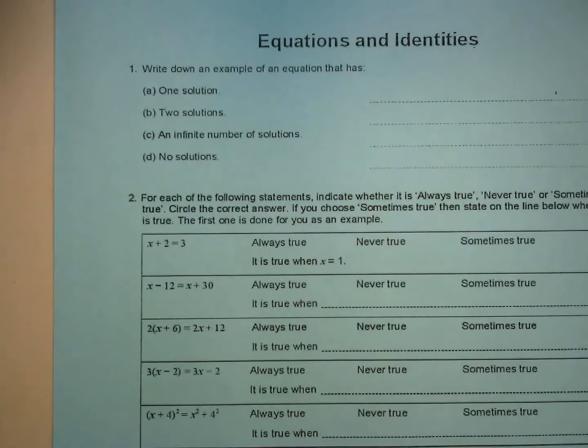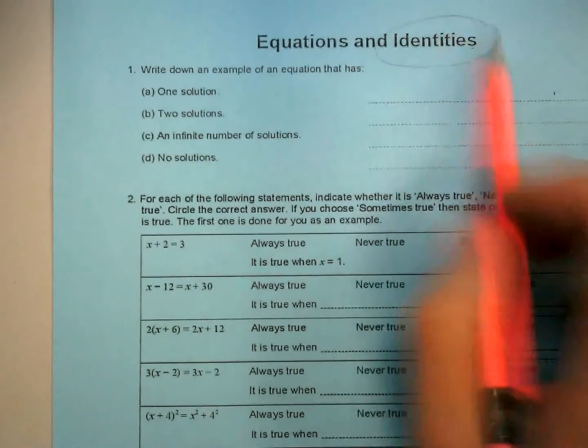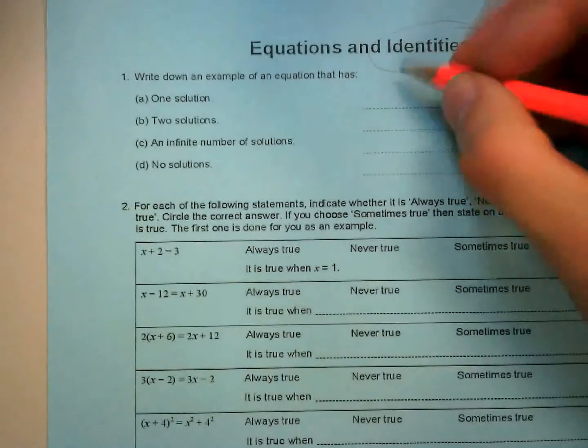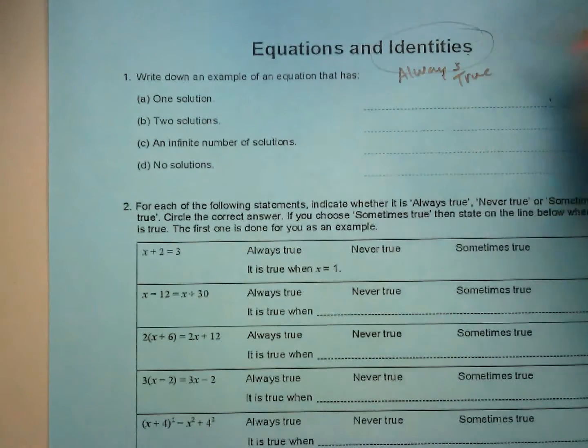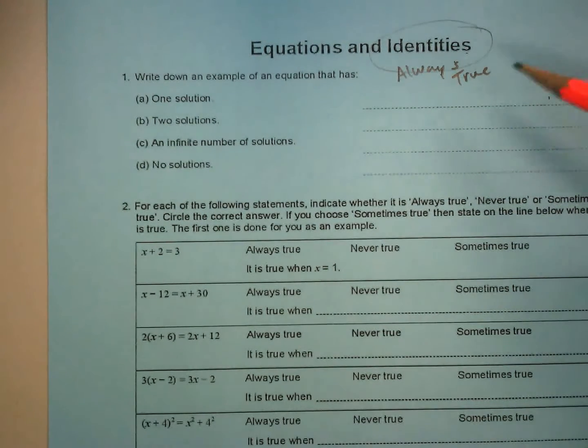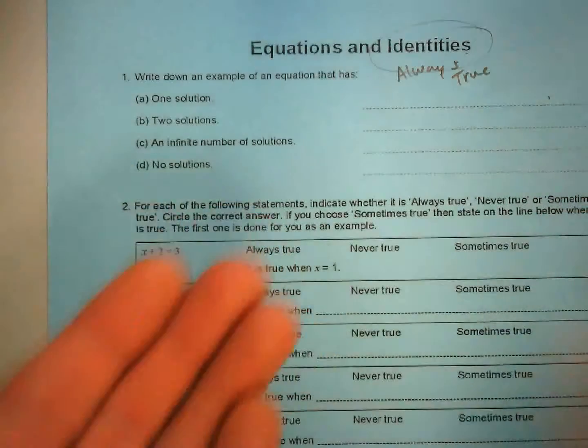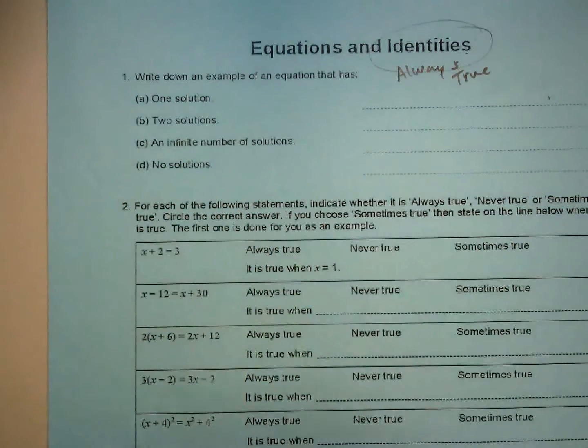Let's do some problems. We're talking about equations and identities. Remember, for our purposes, identities mean equations that are always true. Always true, meaning no matter what value you plug in for the variable, both sides of the equation are always true. Let's look at these problems here.